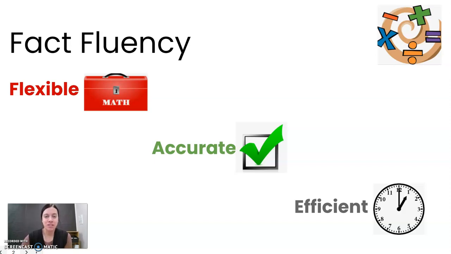Remember that mathematicians are fluent with their facts when they are flexible, accurate, and efficient. I'm going to talk to you a little bit about what these three words look like as we learn today's division strategy. Today's division strategy is called the half and half again strategy. It's going to be very similar to the multiplication strategy, double and double again. So let's get started looking at our new strategy.